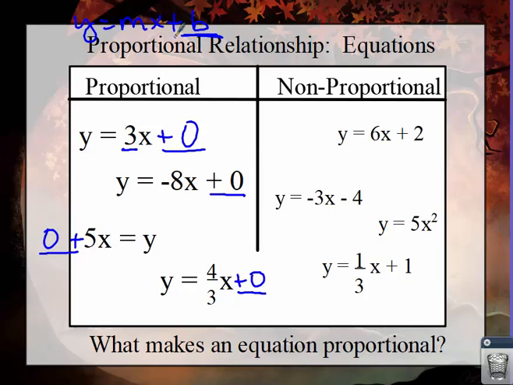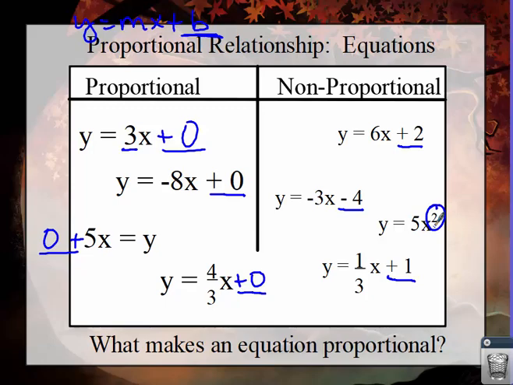If you look at the non-proportional, this one has a y-intercept of 2. This one's got a y-intercept of -4. This one's got an exponent. That means it's not a line, it's going to have a curve. And this one's got a y-intercept of 1. So none of them will go through the origin, well, this one will go through the origin, but it's not a line, so it doesn't fit the definition.